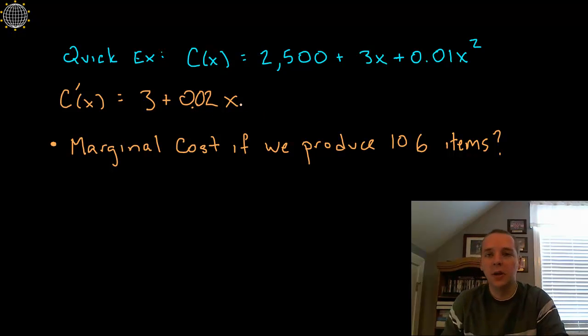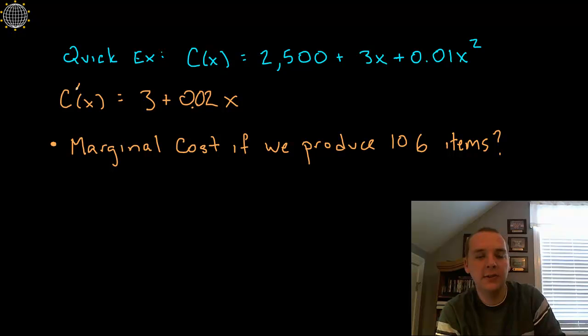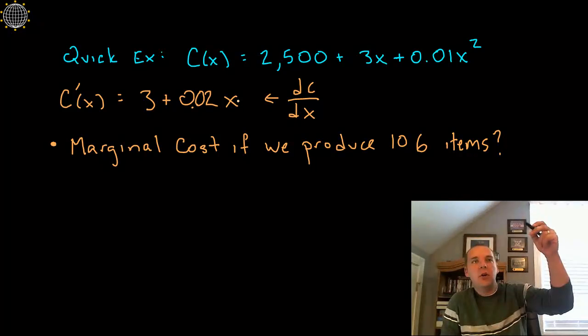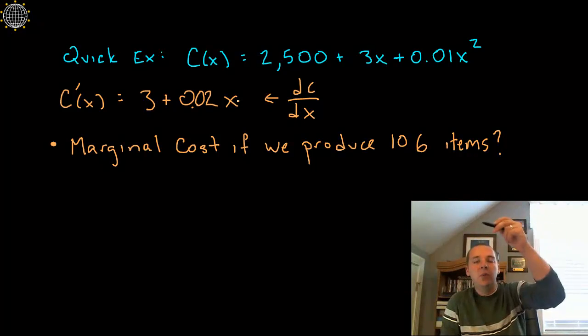0.02x, just using basic derivative rules. Now, the derivative of C, this will be the change in C over the change in X, often written dC dx, just like dy dx, like when we were learning about derivatives here. So if we tell it an x value, this will give us the slope of the cost function at that given x value, which if you think about it, that'll be the change in cost as you make one more unit.